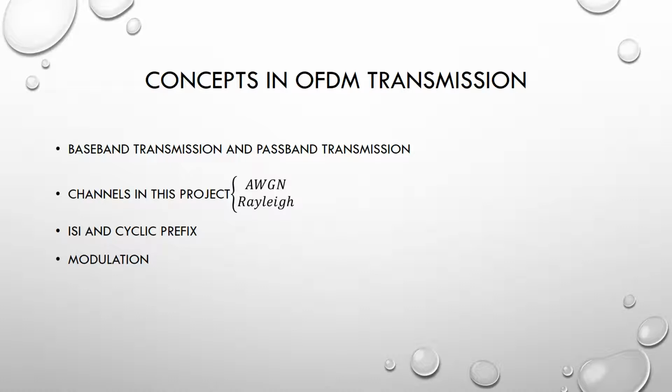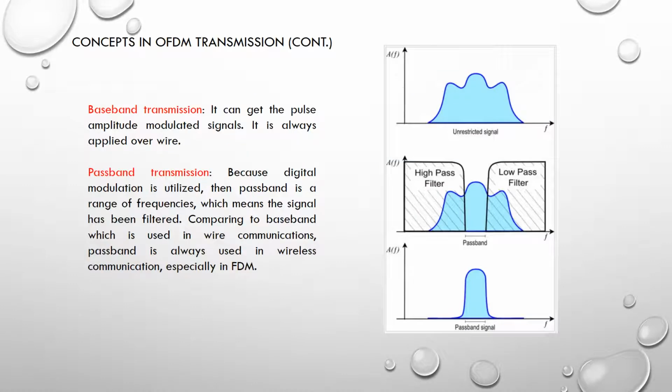Firstly, I need to know some concepts in OFDM or transmission. The first one is baseband and passband transmission. As for baseband transmission, it can get the pulse amplitude modulated signals. It is also always used over wire.